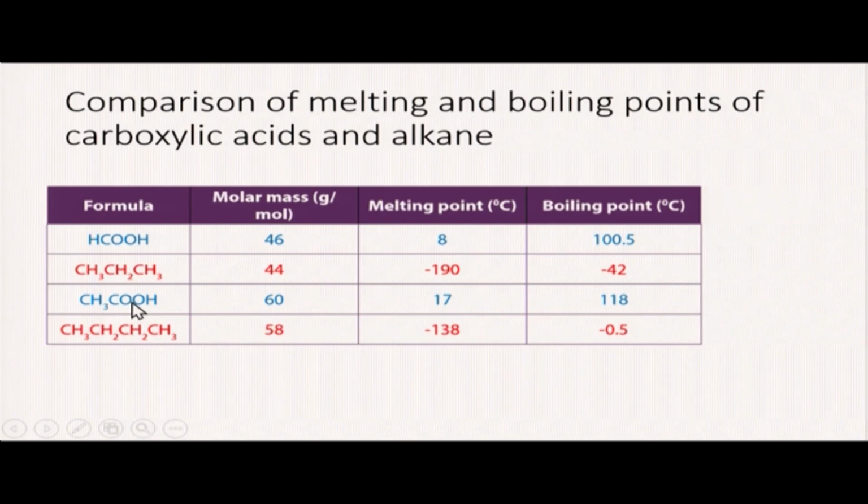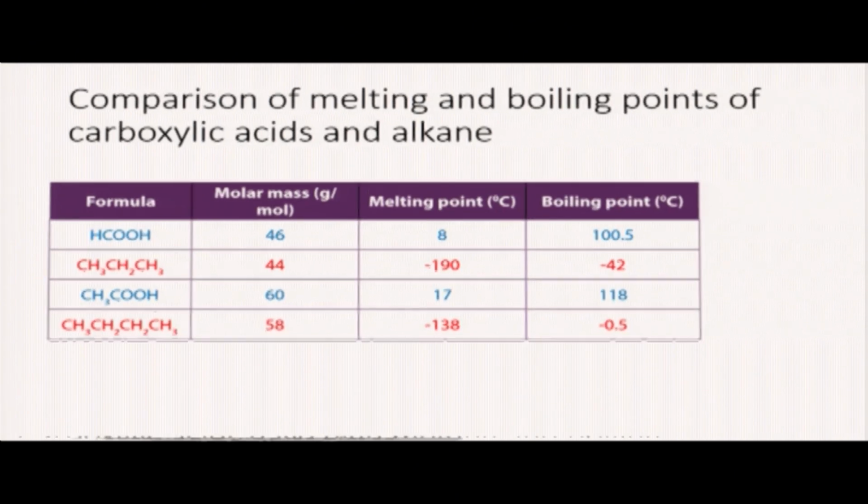Even look at ethanoic acid with the molar mass of 60 and butane with the molar mass of 58. They are very close together. But when you look at their boiling points, look at the difference: 118 for ethanoic acid, and negative 0.5 for butane. And yet they have almost the same molecular mass. Why is that happening?